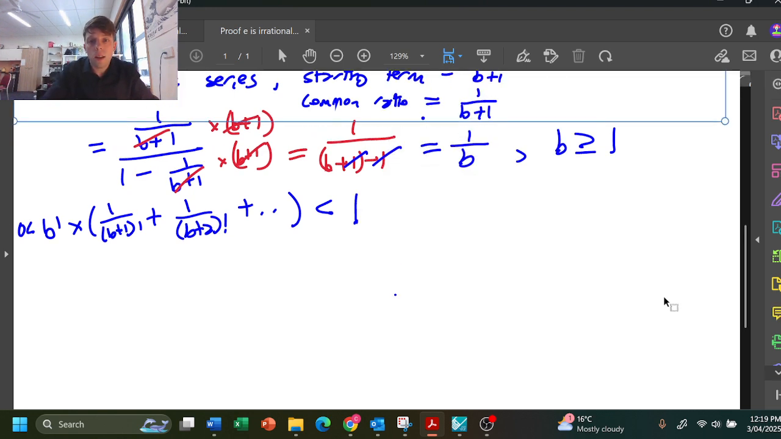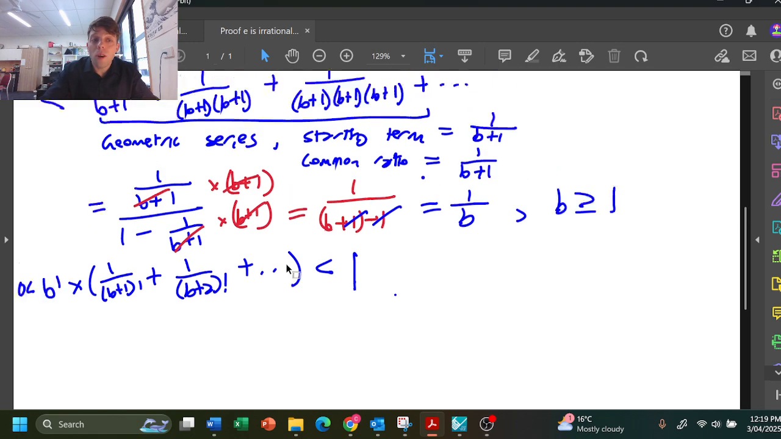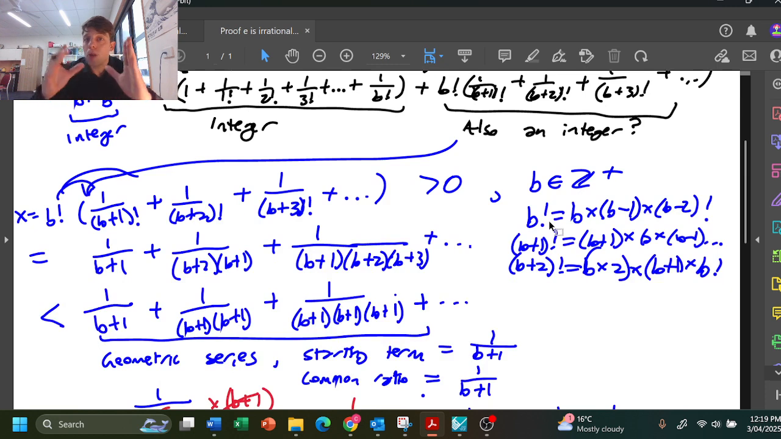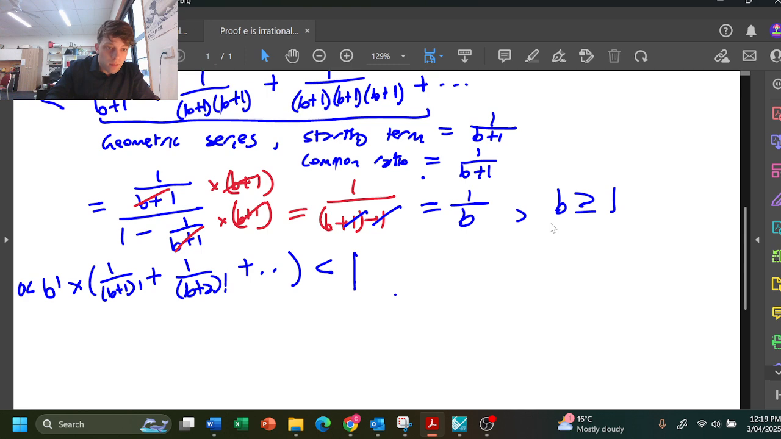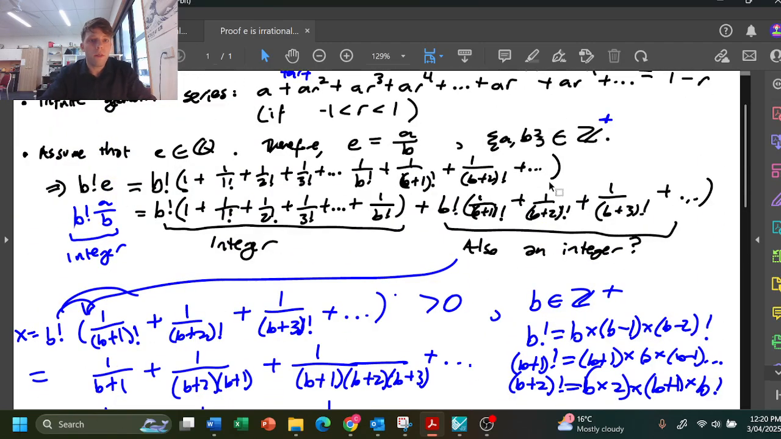So what does that tell us? Well, it tells us that this is not an integer, right? This is not an integer because it's between 0 and 1. There are no integers between 0 and 1, right? Like it's a whole number. There's no integers between 0 and 1. So that tells us that this is not an integer. And this is huge. This is our contradiction that we have found.